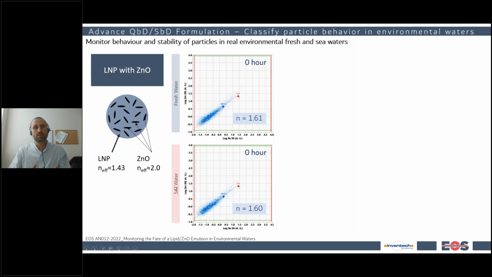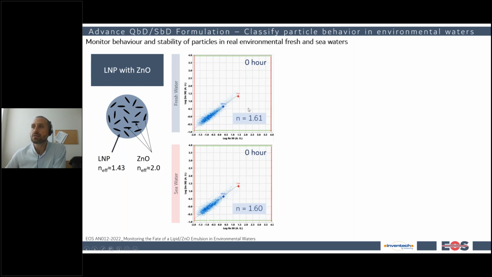We have a biotech system. We have a dermocosmetic product. We want to identify how it behaves, to verify if the particles are stable in environmental conditions. If we consider the fresh water, we can measure a couple of clouds, more or less in the same position, and without any secondary population.